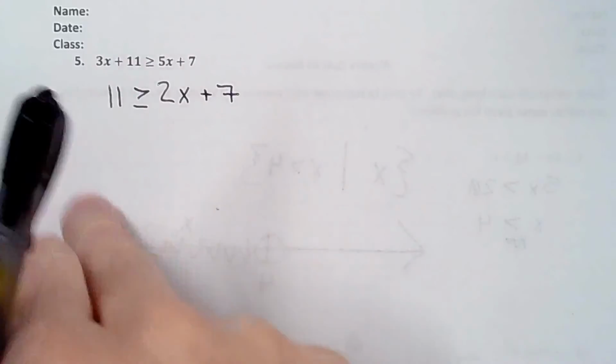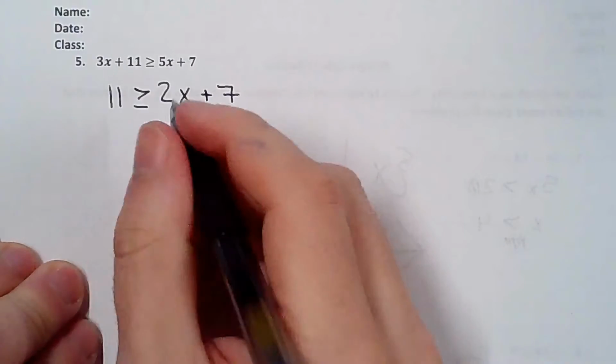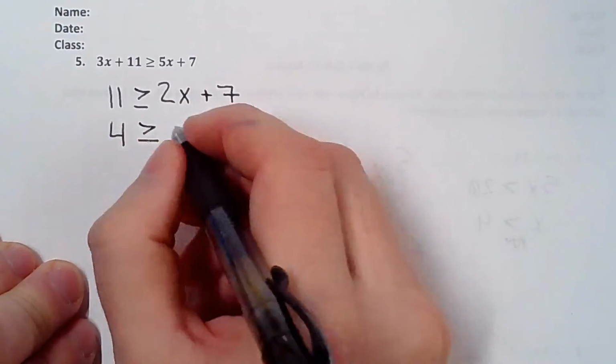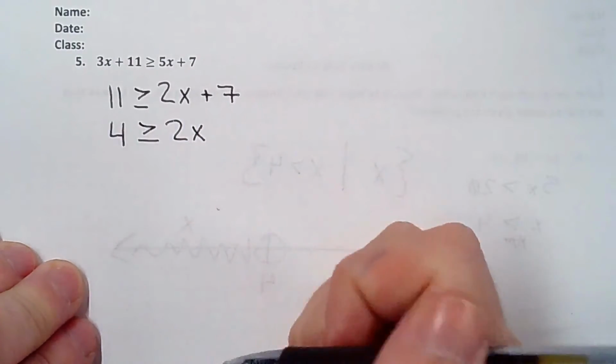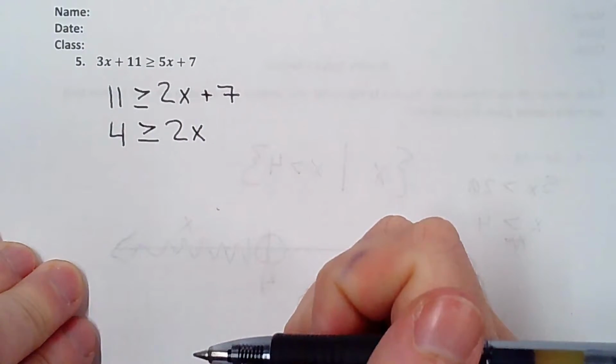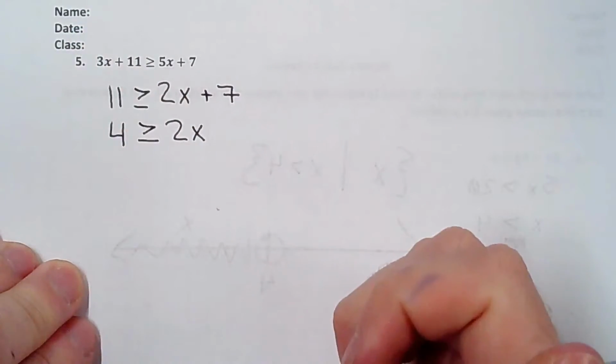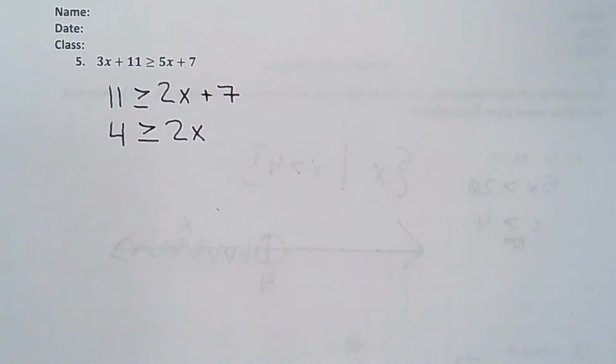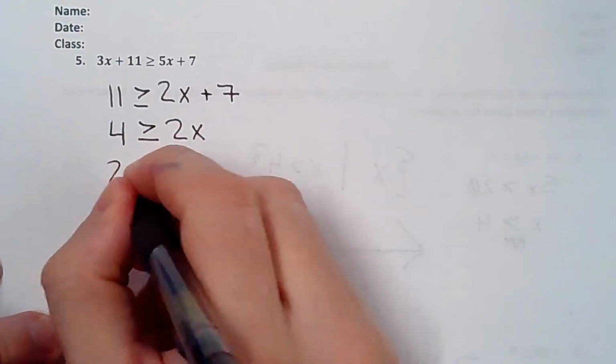Now let's move over the regular 7. We subtract it. Do we have to flip? No, we only flip when we multiply or divide by a negative. So I subtracted the 7. Now to separate the x from 2. Remember, separation is division. Division is divorce, right? I divide by 2.